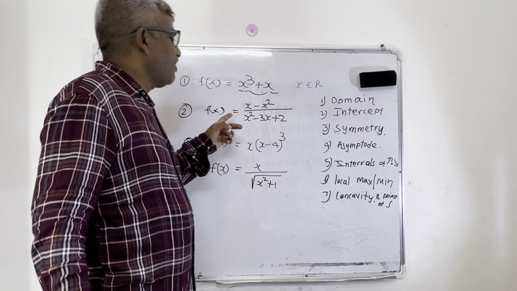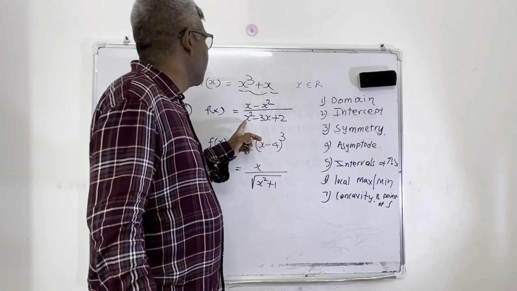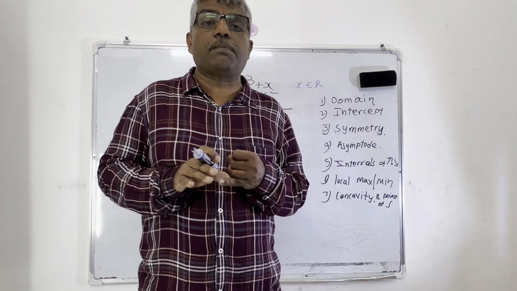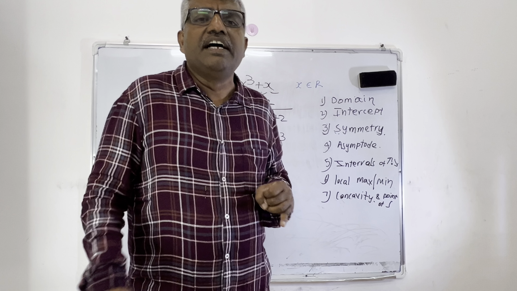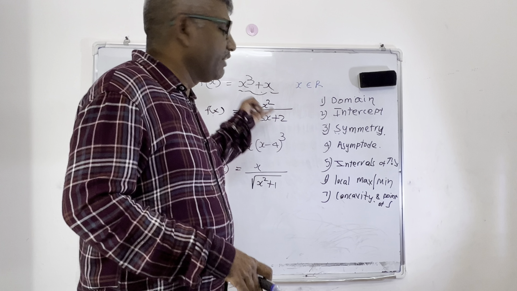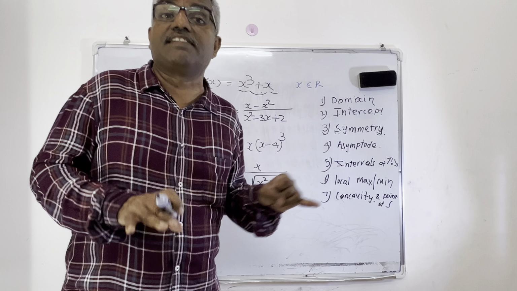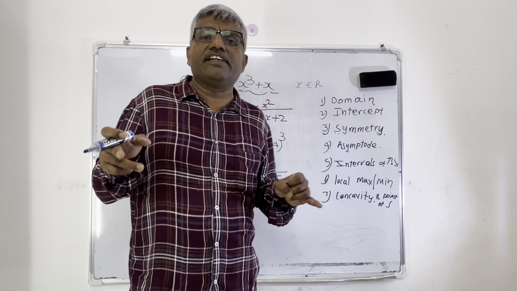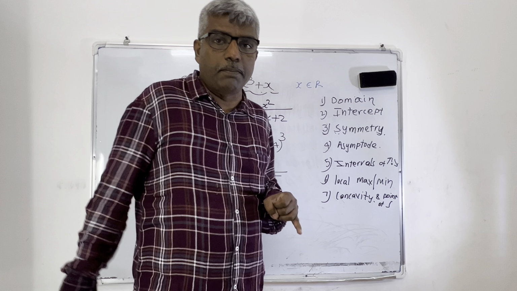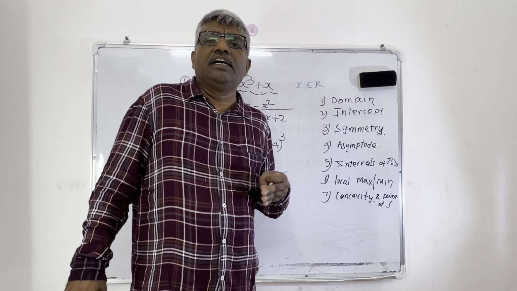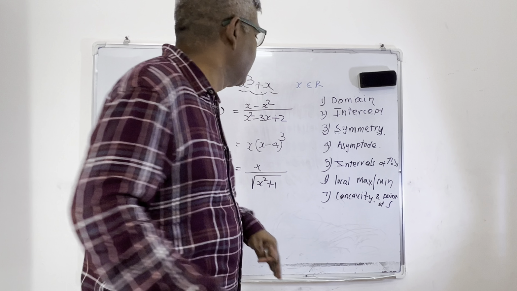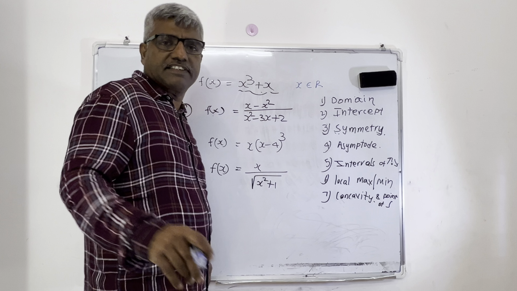Second example. F of x is equal to x minus x squared over x squared minus 3x plus 2. In the domain, we have to see 3 or 4 points. The first point is the denominator should not be 0. If the denominator is 0, then it will be infinite, and the value f of x is not defined. The second is the square root should be greater than 0, square root should be positive. Third one, ln should be positive. We will see each variety in different examples.